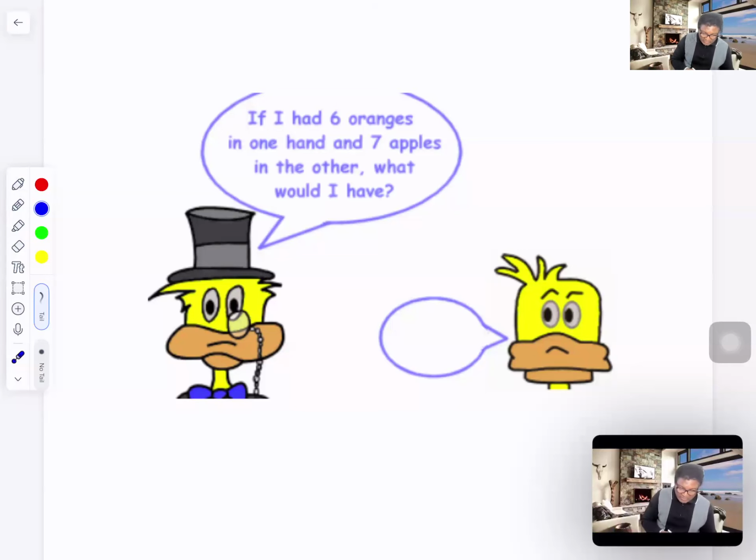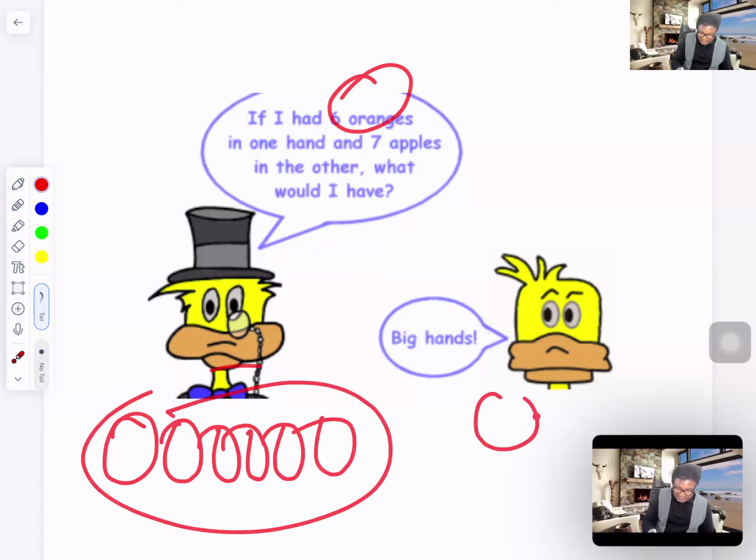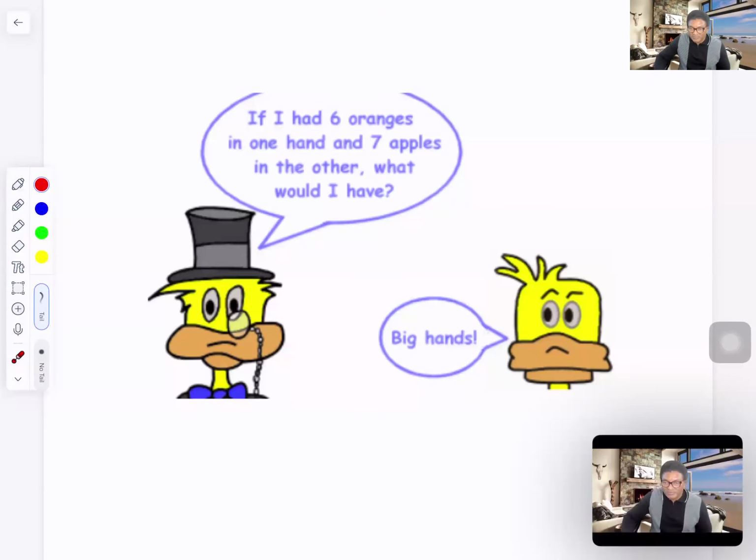Now let's reveal the answer for that. What you're going to have is, you're going to have big hands. Because if you have 6 oranges, 1, 2, 3, 4, 5, 6 on one hand, and 7 apples on another hand, you're definitely going to have big hands.